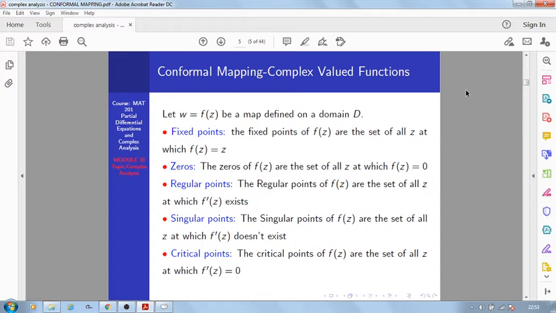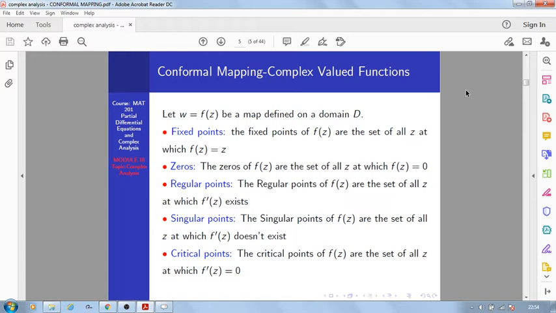Now zeros of the function w equal to f of z. So zeros are the set of all points z which are mapped to the zero of the w plane. The collection of all points whose image is 0 is called the zeros of the function f of z. Or formally we write z is a zero of f of z if f of z is equal to 0.